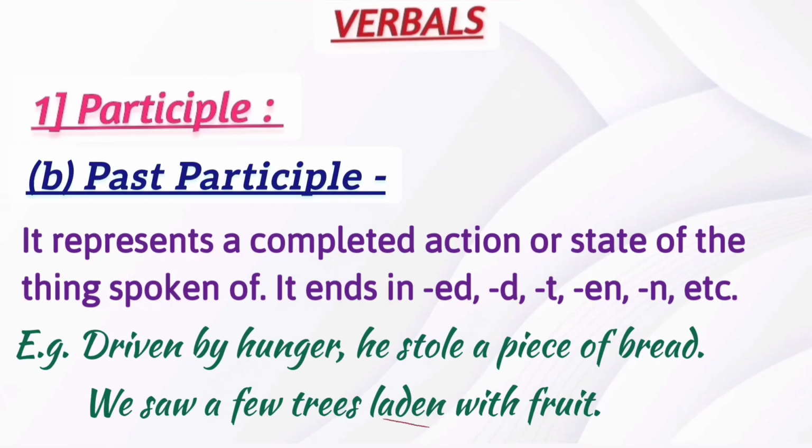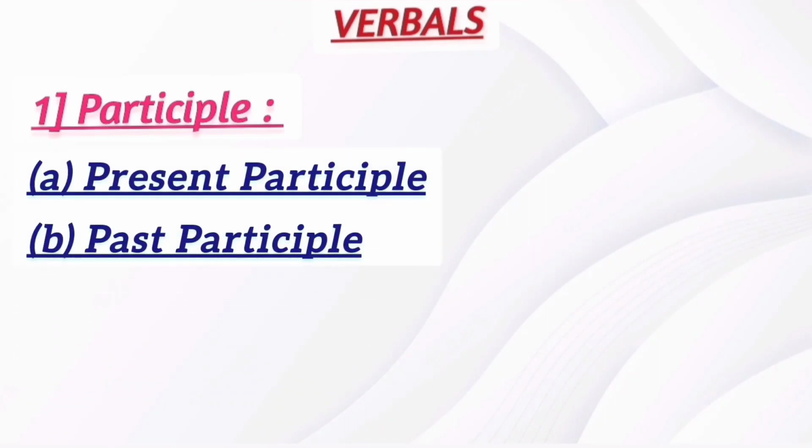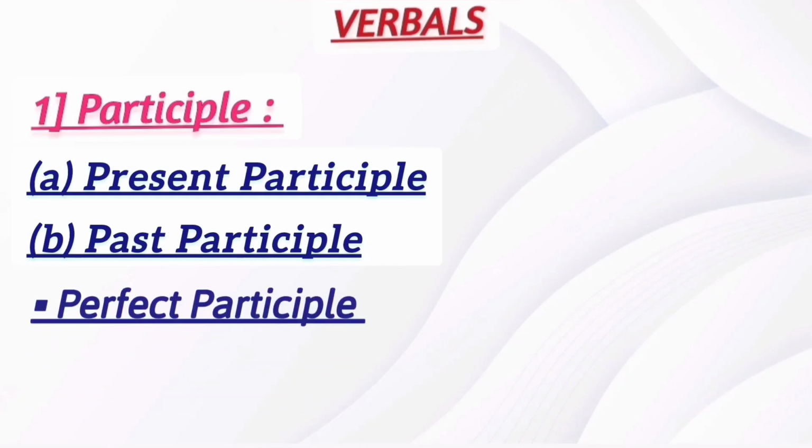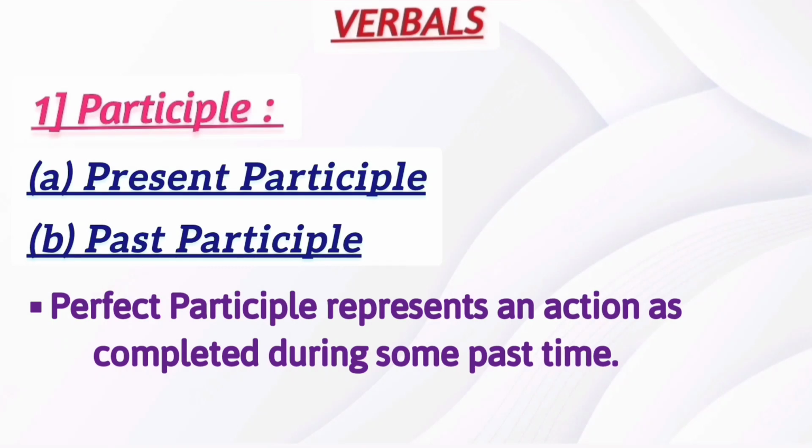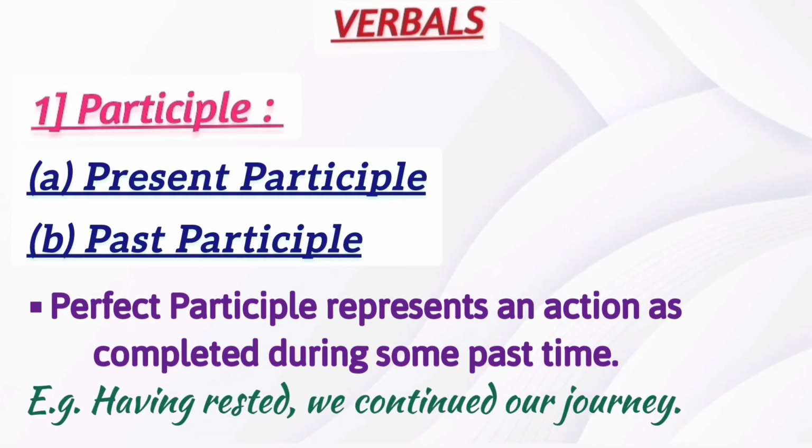Here the words laden and driven are acting as adjectives and these action words are in past form, that is, they are showing completed action. Past participles usually end in ed, d, t, en or n. Note that besides these two simple participles, the present and the past, we also have something called a perfect participle that represents an action as completed during some past time. For example, having rested, we continued our journey. In this participle, we add having before the verbal.